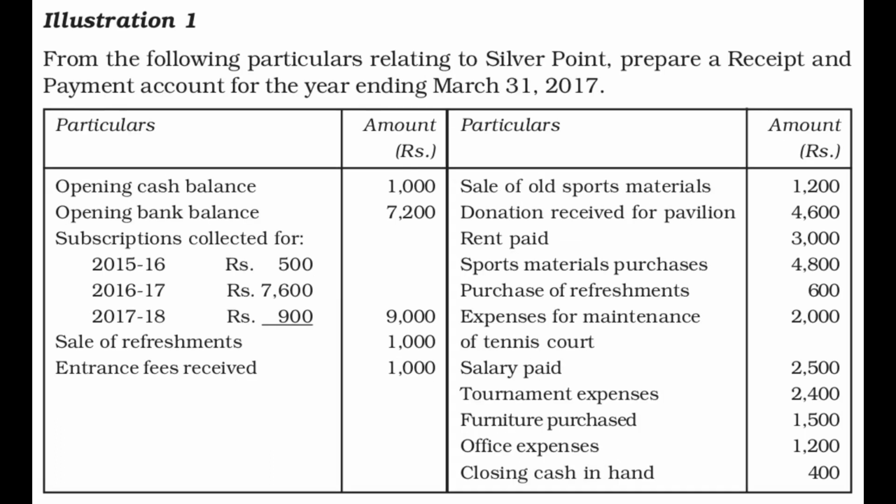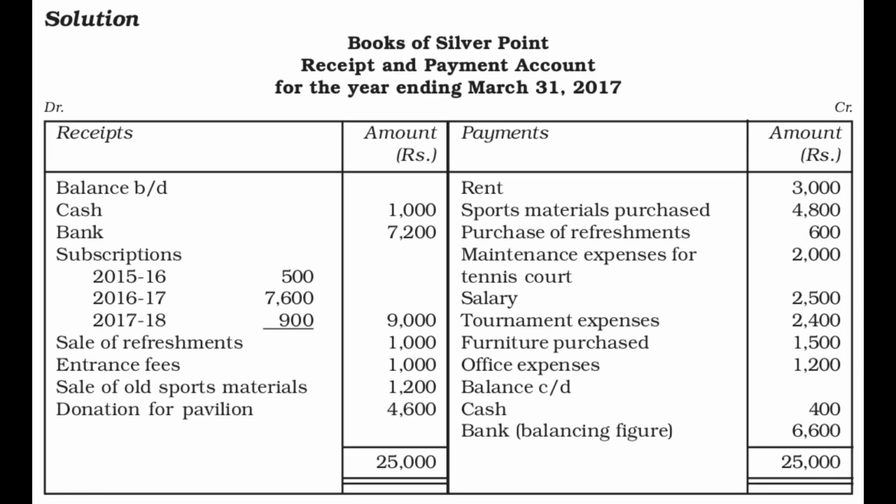Next item, it is rent paid, which is an item of payment of cash, so taken on the payment side of the account, rent paid rupees 3000.